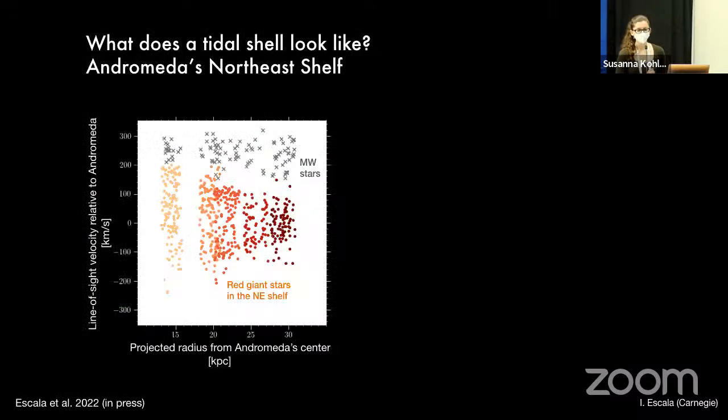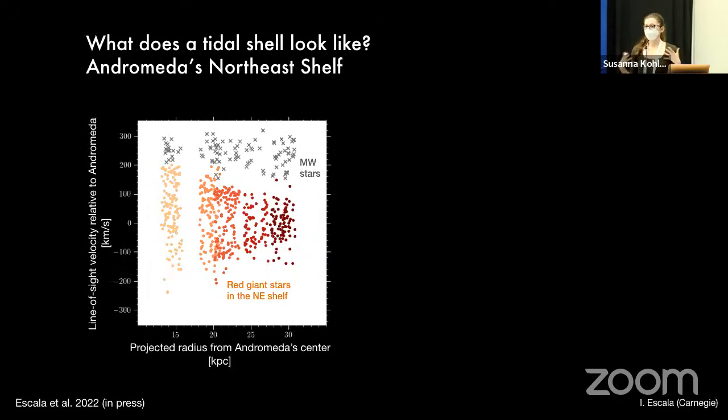So what does a tidal shell look like? It looks like Andromeda's northeast shelf. Here I have the relationship between the velocity along the line of sight, which has been shifted to the systemic velocity of M31, which is negative 300 kilometers per second, as a function of the projected radius from Andromeda's center. The red giant branch stars located in the northeast shelf are the orange and red points here. The X's are Milky Way stars that are just intervening in the foreground along the line of sight.